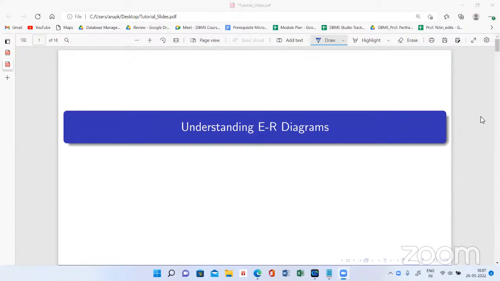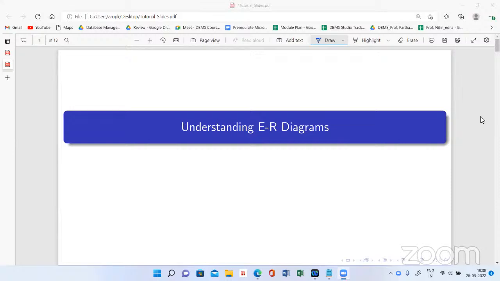One is entity, another is relationship. So we can say an ER model consists of two things, or collections of two things. One is entities, another is relationship sets. So anybody, what do you mean by entity in an enterprise?